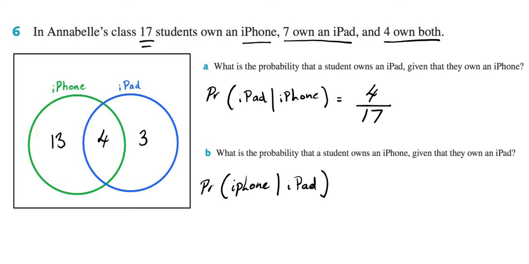So now, I'm looking in my iPad circle. I'm just dealing with things within my iPad circle. This is where I live now. And I'm saying, I know that there's a total of 7 students with an iPad, 4 plus 3, or just right here, it tells me 7. There are 7 students who own an iPad. And I know that of those 7, we have 4 who own an iPhone. So I would have 4 here, 4 out of 7.